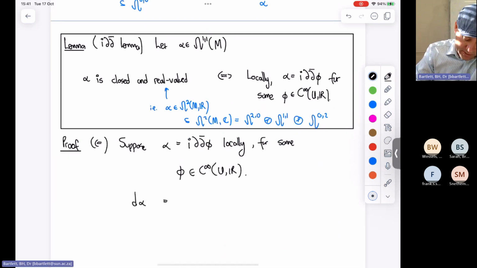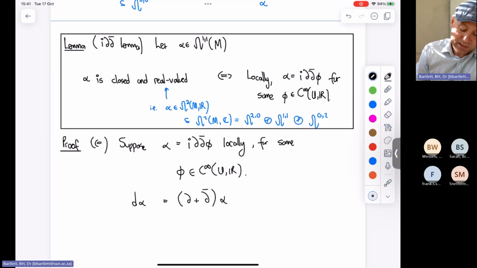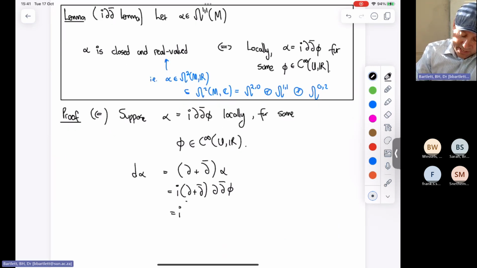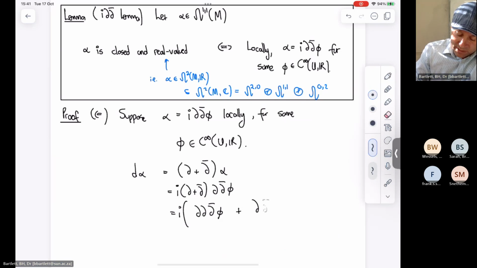d alpha is, well, d decomposes as del plus del bar, so it's the same as calculating del plus del bar applied to alpha. Alpha is, let's get rid of the i, so then I've got del bar del phi. So you can see here that I'm going to get out a del del bar phi plus del bar del bar phi.